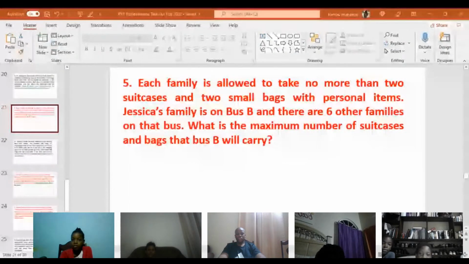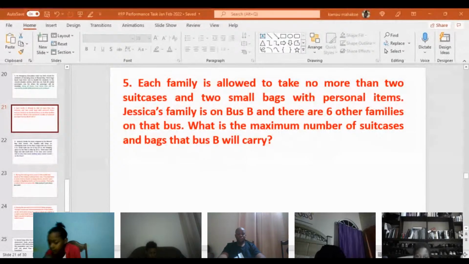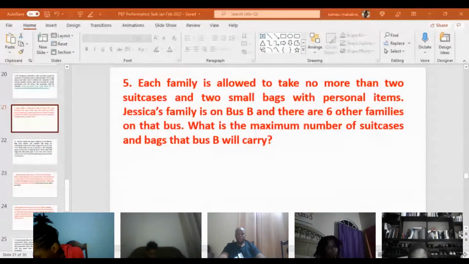Okay, Miss. For question 5, there is Jessica's family and 6 other families, Miss. So Jessica's family plus the 6 other families would be 7 families. So 7 times 2, which is 14, Miss. The 14 suitcases, and 7 times 2 is 14 small bags. All right. So 14 suitcases, 14 small bags.